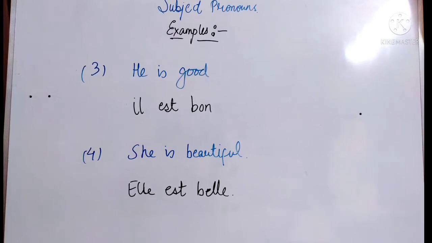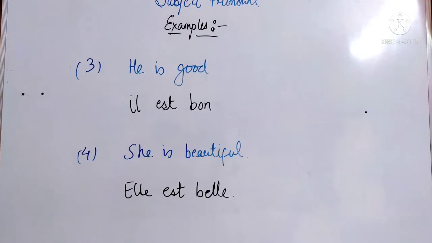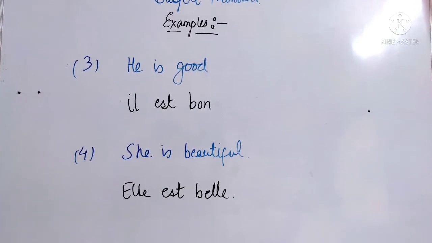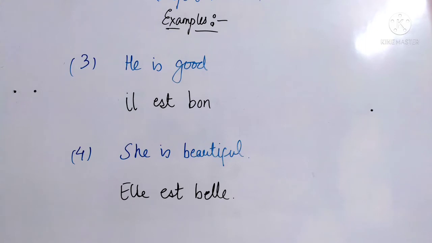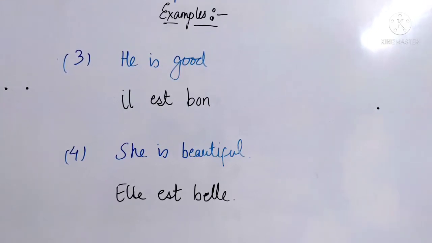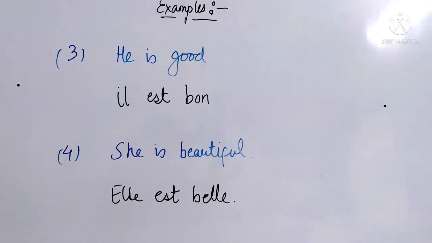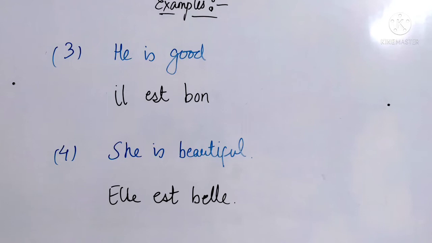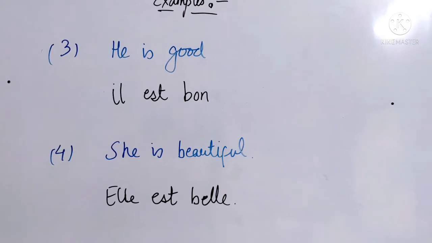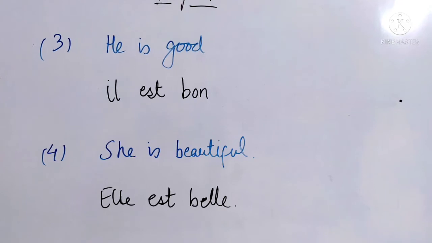Now the example is he is good, il est bon. She is beautiful, elle est belle. So the conjugation of any verb is always the same for il and elle. Okay, just remember that. So just remember the order to learn any verb conjugation. This similar order you need to learn because it will be easy for you.